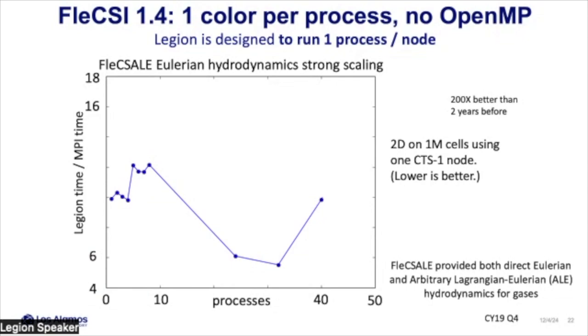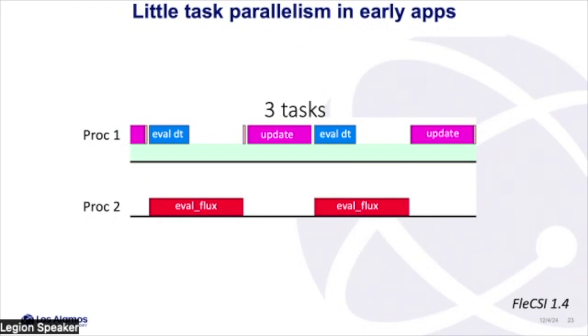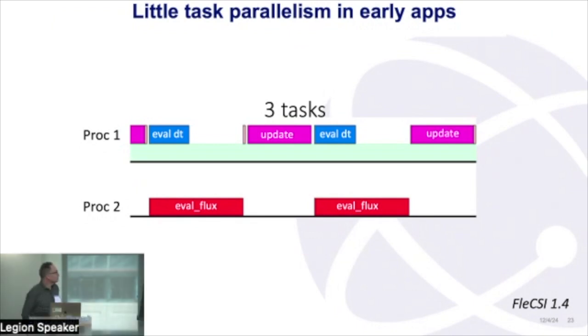And what we're looking at here is a ratio of Legion runtime divided by MPI runtime versus the number of cores on a node, and at best, we got 6x slower. This is a very simple application. It's in Eulerian hydrodynamics. There's only 3 tasks, so we can't make up for usage by using task parallelism.